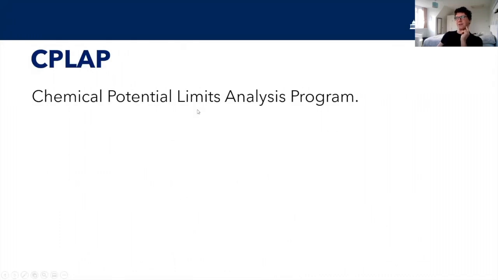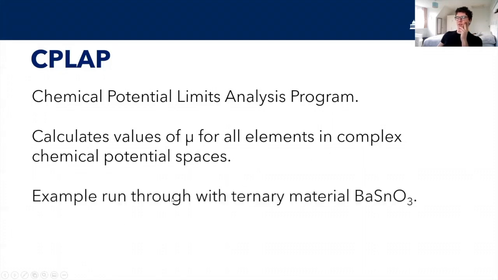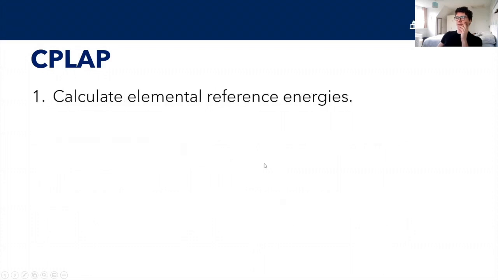The final thing I'm going to look at and talk about is, well, last time we discussed how to calculate chemical potentials for simple binary systems. But as we know, everyone seems to work on more complicated ternary, quaternary, quinary systems. So I thought I would quickly discuss how to do that for those as well. So we need to calculate the values of mu_i for each element in a complex chemical potential space. And I'll run through how to do this with barium stannate. So we can use the code CPLAP, which is developed by Adam Jackson, who's an alumnus of the group.